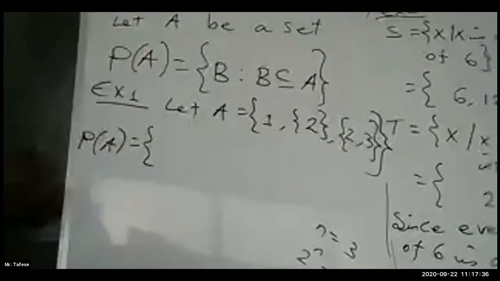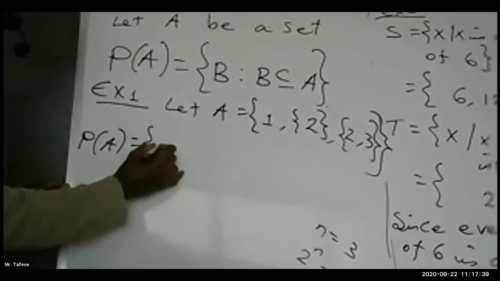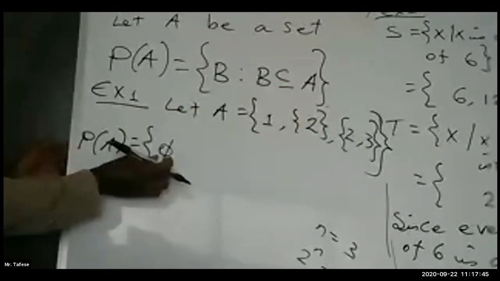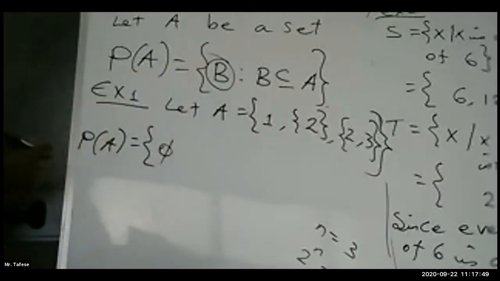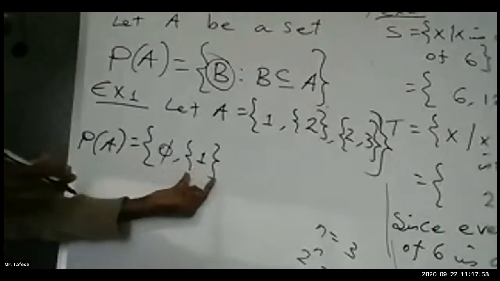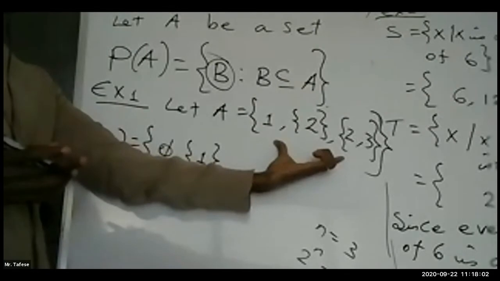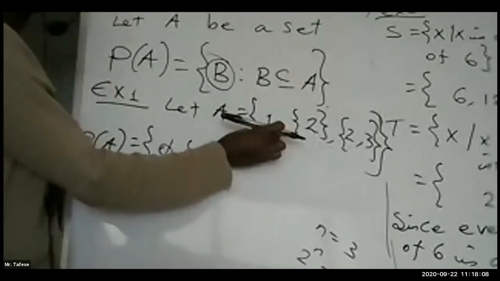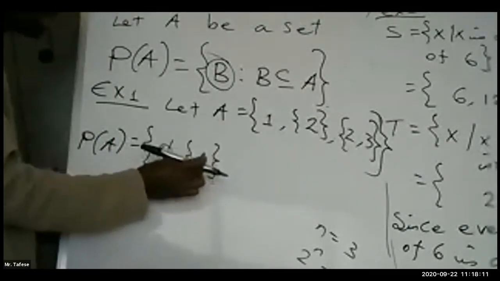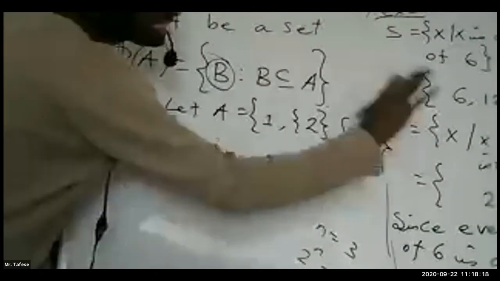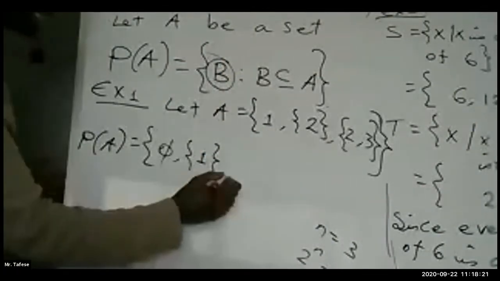Let us list them one by one. The first one is the empty set. The empty set is a subset of the given set A. So this empty set is set B. This is the first one. The second one is a set containing 1. This set is a subset of set A. Why? Because this set consists of 1, and set A consists of 1 and the others. So a set consisting of 1 is a subset of set A. This is the second B.